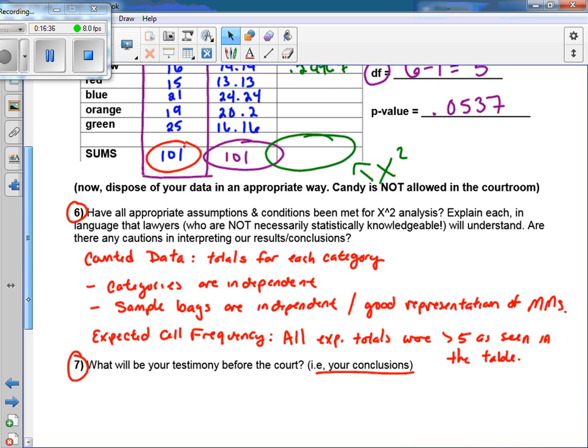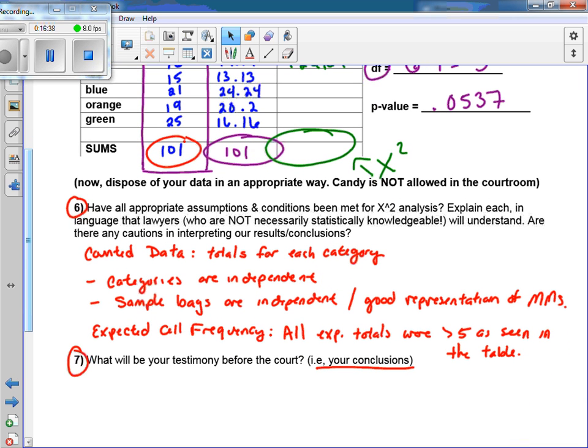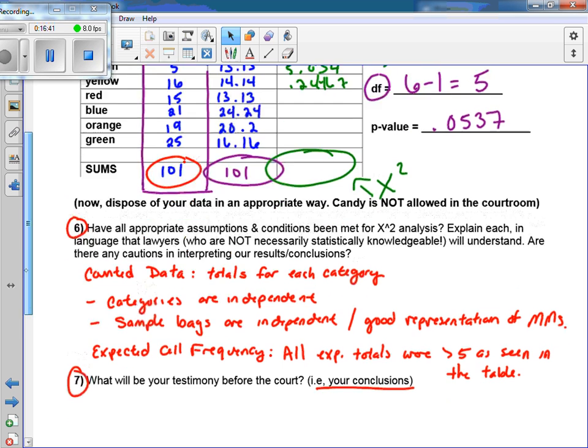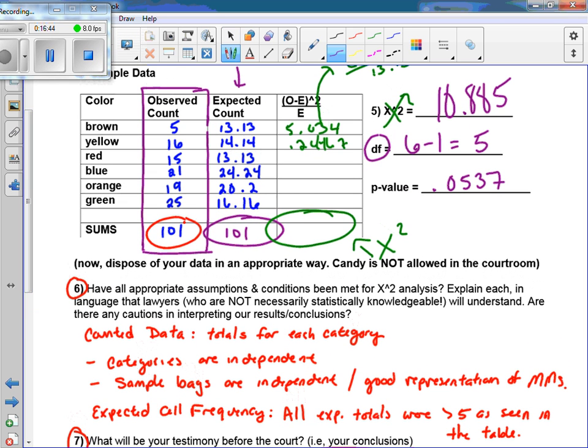The next question here, before I get to a conclusion, talks about my assumptions and conditions. It's important to note all of these. I have counted data. I have totals for each category. I don't have percentages or some quantitative funkiness. Each of my categories are disjoint, right? There's no reason to believe that an M&M can be yellow or brown at the same time. We assume that a sample bag of M&Ms, a shareable bag, is a good representation of M&Ms. And then you can see in this chart that all of the expected cell frequencies are greater than 5. So that's our last condition.